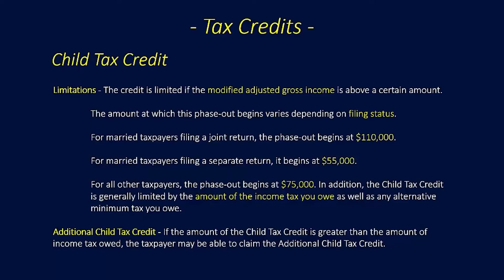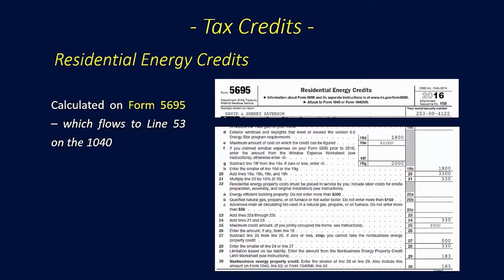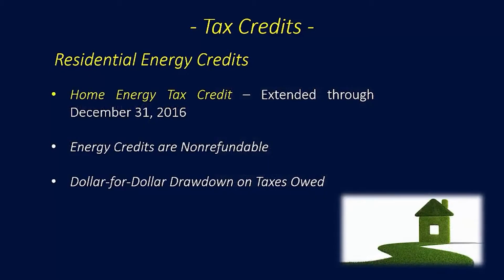Tax credit. If the amount of the child tax credit is greater than the amount of income tax owed, the taxpayer may be able to claim the additional child tax credit. Next, we'll move on to residential energy credits. This credit, calculated on Form 5695, flows to line 53 on the 1040. There's a home energy tax credit, which was extended through December 31st, 2016. Again, energy credits are non-refundable, and it's a dollar-for-dollar drawdown on taxes owed on the return.